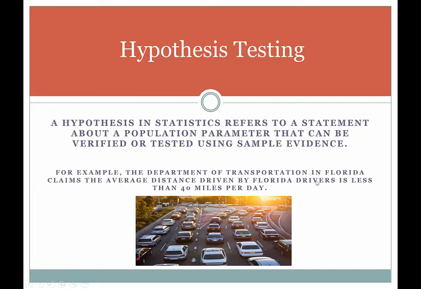All right, so for example, the Department of Transportation in Florida claims that the average distance driven by Florida drivers is less than 40 miles per day. Now, this is testable, right? So it's saying the mean amount of miles traveled by Florida drivers is less than 40 miles per day. We can test this in lots of ways, right? We could randomly select people and just survey them about their driving habits, or we could randomly select people and then ask them to agree to let us put some monitoring device on their car to see exactly how much they travel over a set period, and then we can use that sample data to test and see if it in fact seems that the claim by the Florida Department of Transportation is valid, right? So those things can be tested. That'd be an example of a hypothesis in our course.